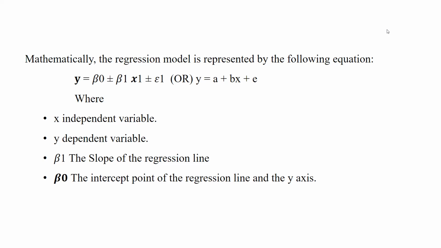This is a simple regression model. In the case of y is equal to a plus bx plus e, y will be the dependent variable, x will be the independent variable, b will be the coefficient of the x variable, a will be the constant and e will be the error term. Always we need to go with this regression equation for simple linear regression. Then we move on to multiple linear regression.